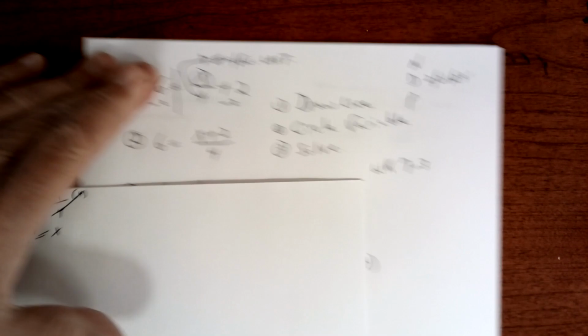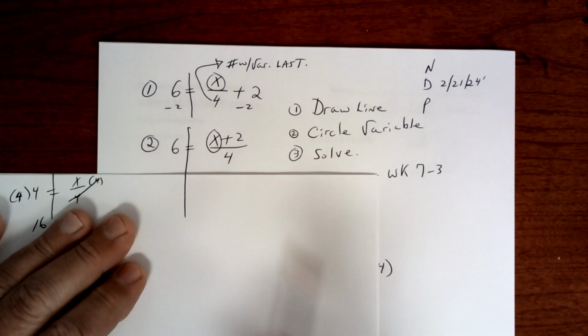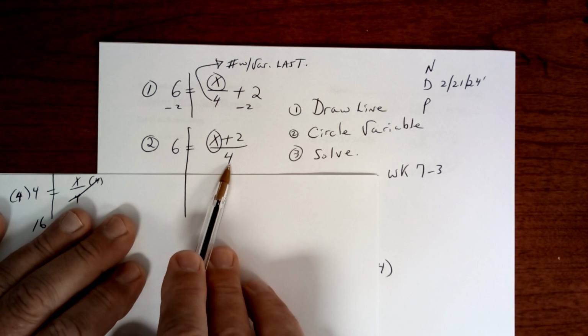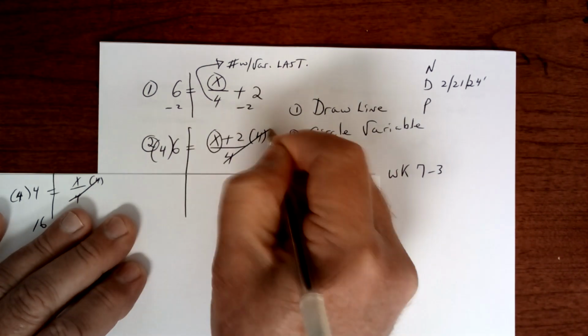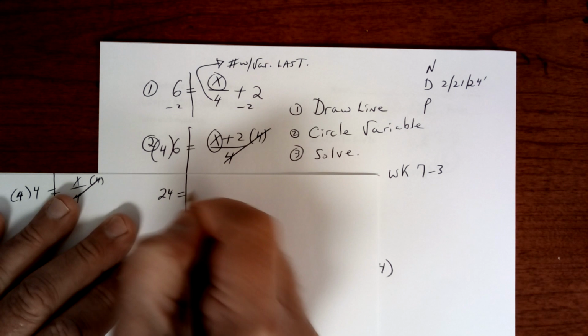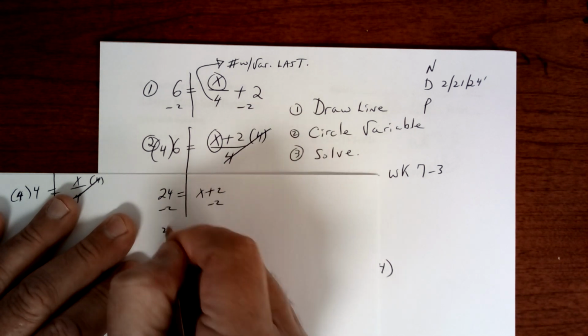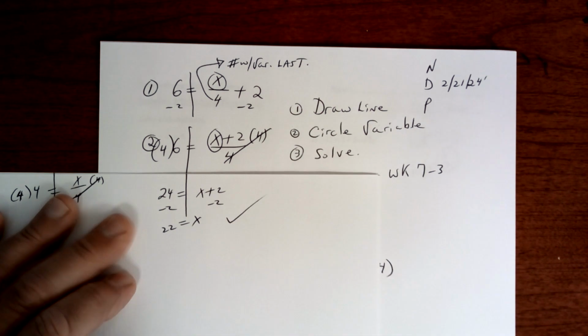Next one, draw your line, circle your variable. Since the whole thing is divided by 4, we're going to do this one a little differently. We're going to first get rid of that 4 by multiplying by 4. When you multiply by 4, you get 24 is equal to x plus 2. And now you subtract 2 from both sides and get 22 is equal to x, and you're done. You could plug it in if you want to see if it's right.